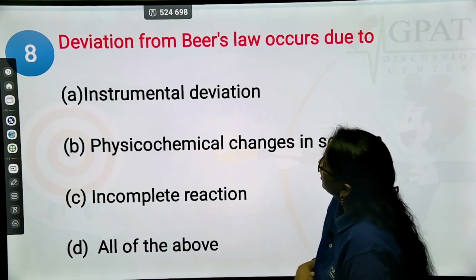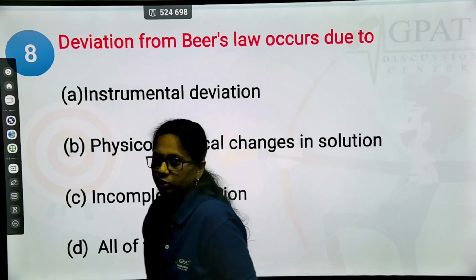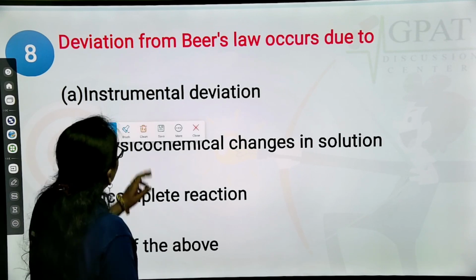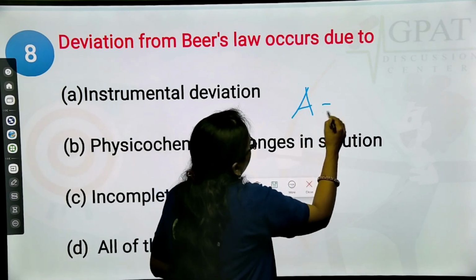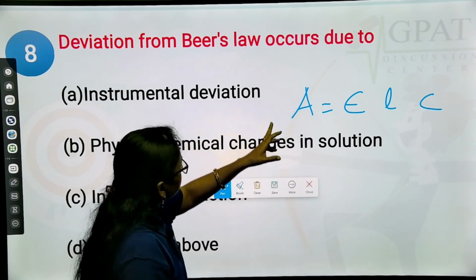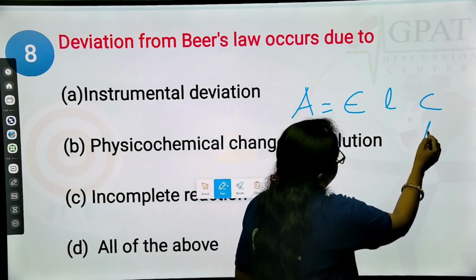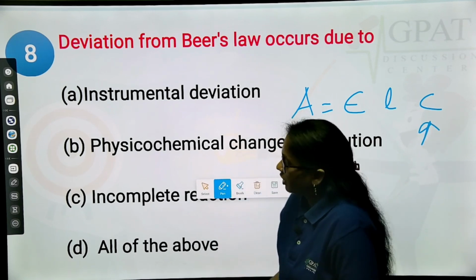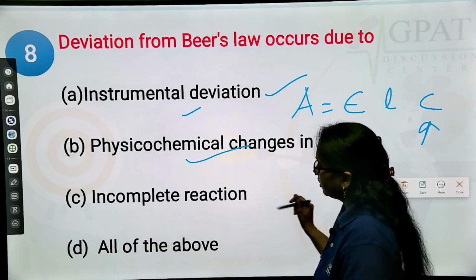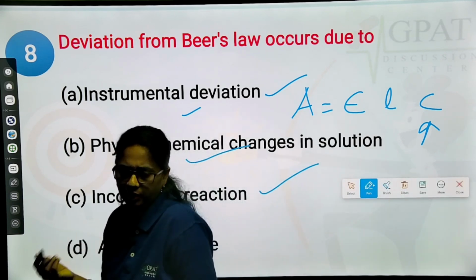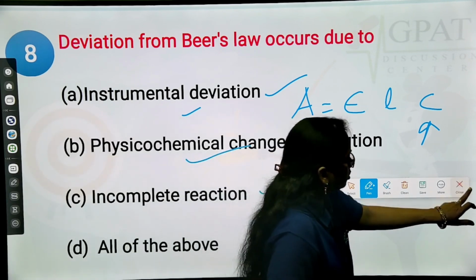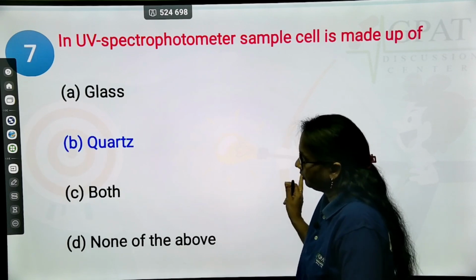And next question, deviation from Beer's law occurs. Beer's law we know: A equals epsilon into L into C. This is Beer-Lambert's law. Deviation from Beer-Lambert's law occurs whenever the concentration is very high, or due to any type of instrumental deviation. This is also a right answer. Physicochemical changes, this is also a right answer. And incomplete reaction, sometimes incomplete reactions also cause deviations. So all of the above, definitely you are going to select option D as the right answer.